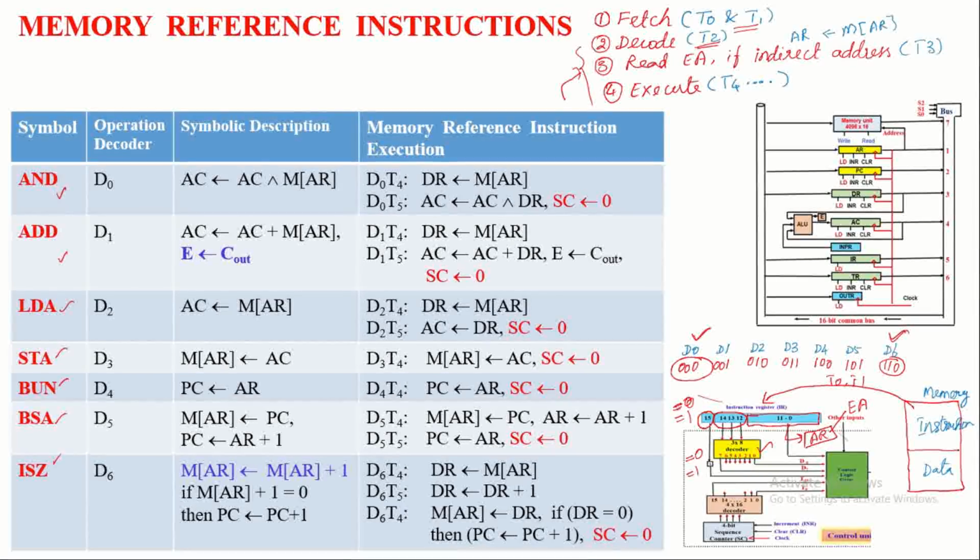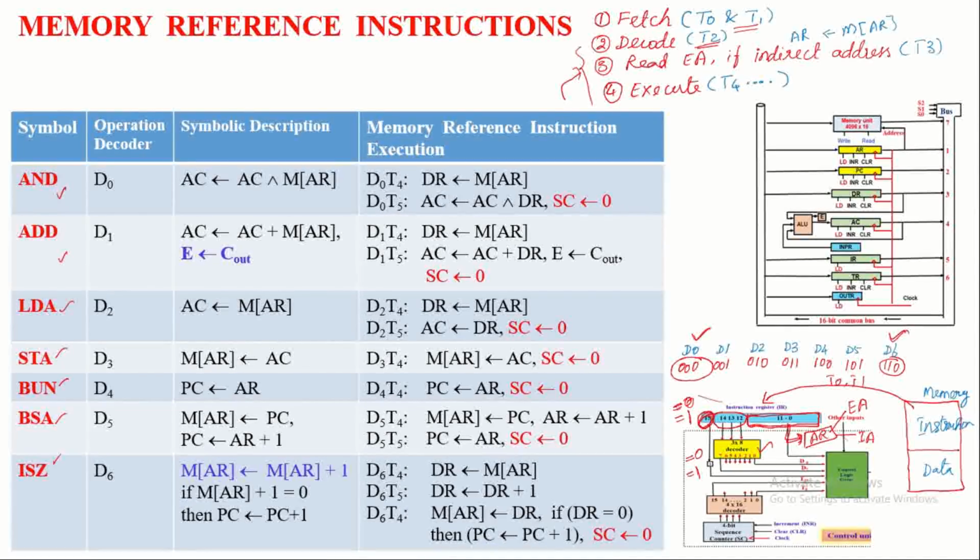If the 15th bit of the instruction equals 1, then the I flip-flop value also will be 1. Then the address part of the instruction contains the indirect address. So during the decode phase, the address register will receive the indirect address of the operand.